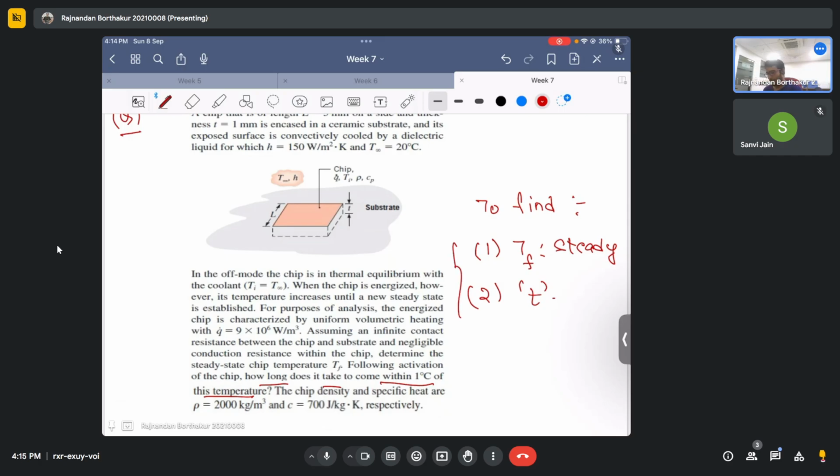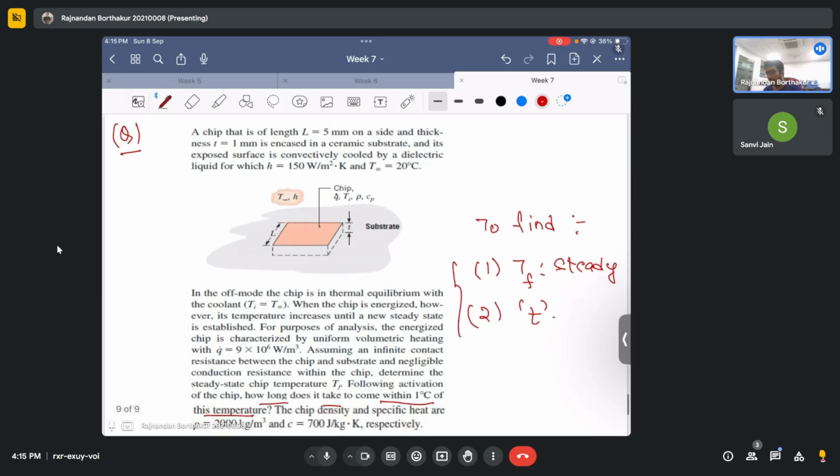All right. So this is what we need to find out. I want you to once again read the problem nicely, and then we will see how we need to proceed with this sum.